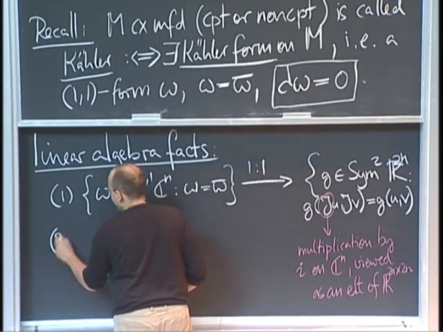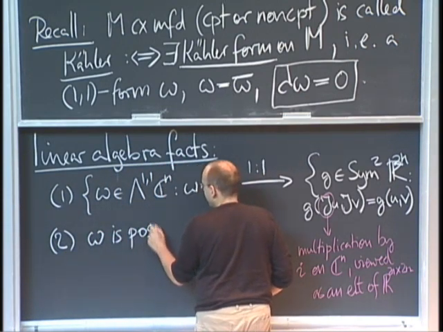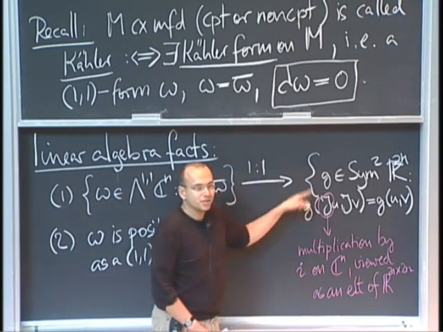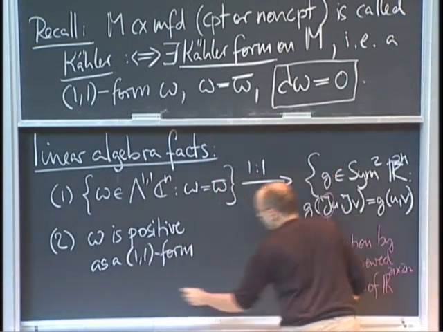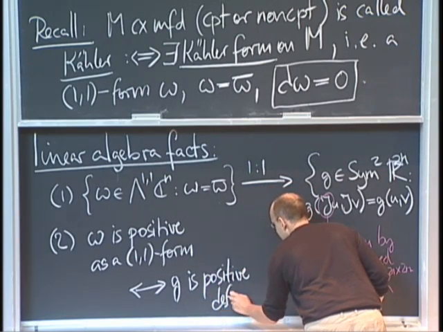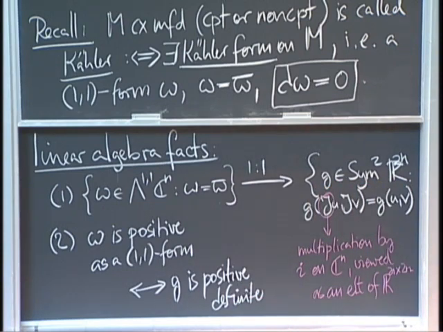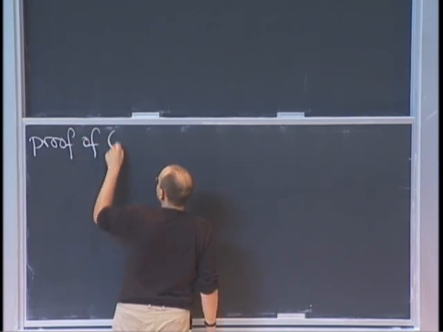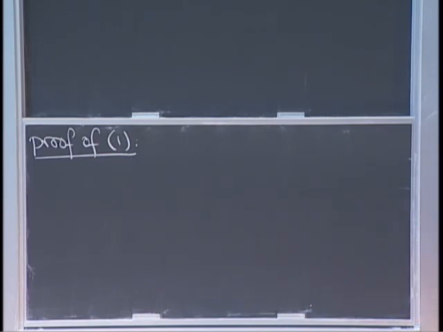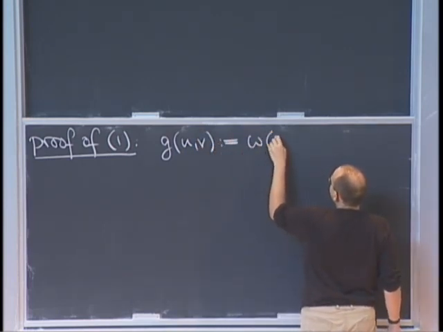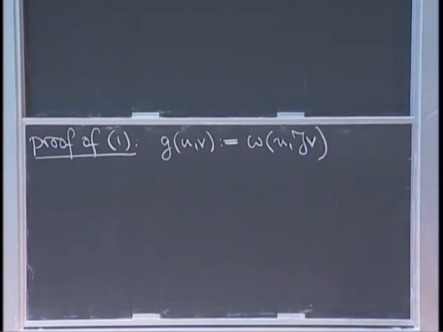And so the second fact is that omega is positive as a 1-1 form if and only if the associated symmetric bilinear form is positive as a bilinear form. So the slick way to explain the correspondence is to say that you just take G of uv to be omega of u and Jv. So that's a slick explanation.